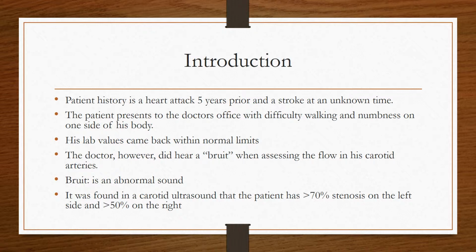But his lab values came back normal, and in an assessment from his doctor, he heard a bruit in his carotid arteries. A bruit is defined as an abnormal sound. It can also be described as a sloshing sound. So the doctor ordered a carotid ultrasound, and we'll be able to look at those images a little later on, but it was found that he had a 70% stenosis on the left and a 50% on the right.